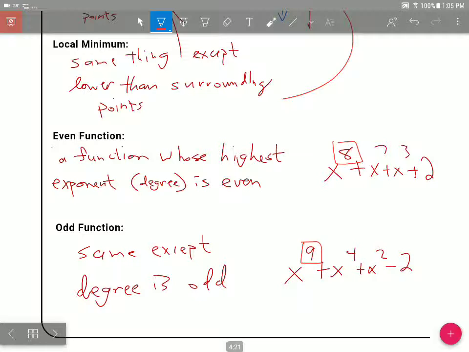So with an even function, your graph is both going to go the same direction. With an odd function, no matter how many turns there are or how many extrema, they're going to go in different directions. That's one of the differences. We're going to talk a little bit about those today. Any questions about this so far? If you're still writing, try to finish up in about 10, 15 seconds.